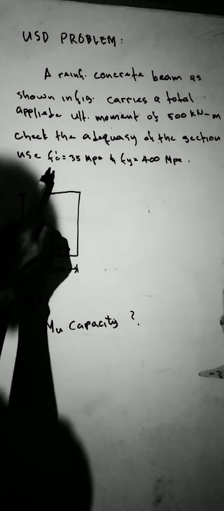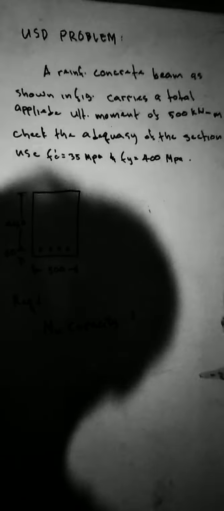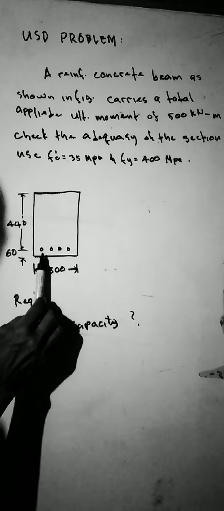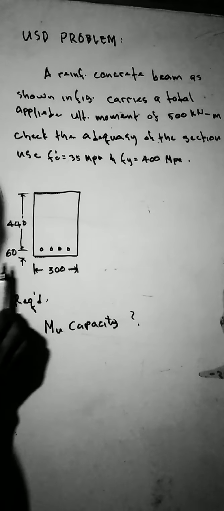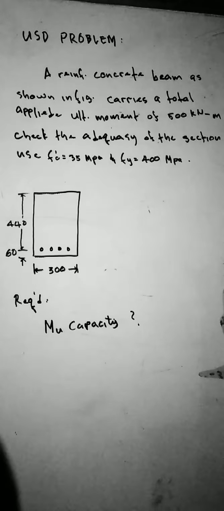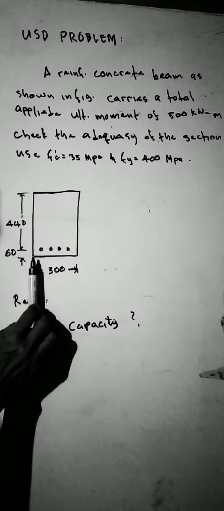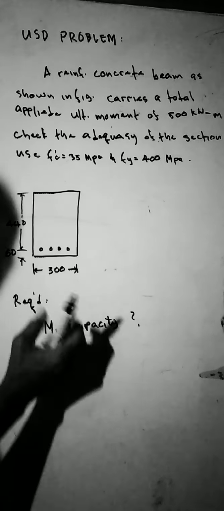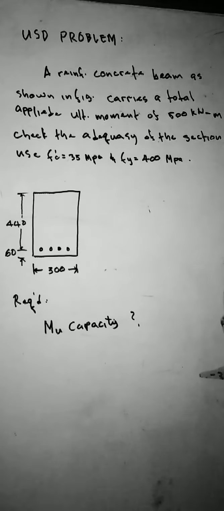Use f'c 35 megapascal and Fy 400 megapascal. So this is the section. The centroid of the steel tension bar is 140 millimeter, and the distance of the centroid to the bottom fiber of the beam is 60 millimeter, and the base of the beam is 300 millimeter.